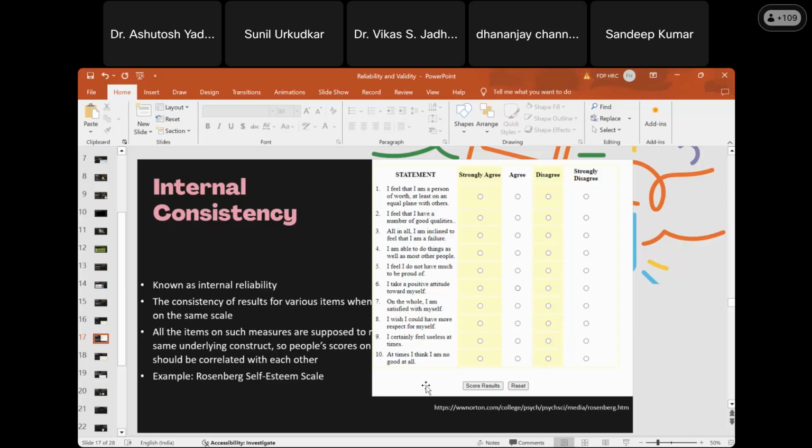In what sense, sir? You're not getting the point here. All 10 of these statements are measuring self-esteem, right? One underlying construct. So if they are intending to measure one single construct, then they should move in one single direction. Sir, please hear me out once. Yes. So we are trying to measure the internal consistency of the instrument that is measuring self-esteem. Okay, got it, sir. Thank you.